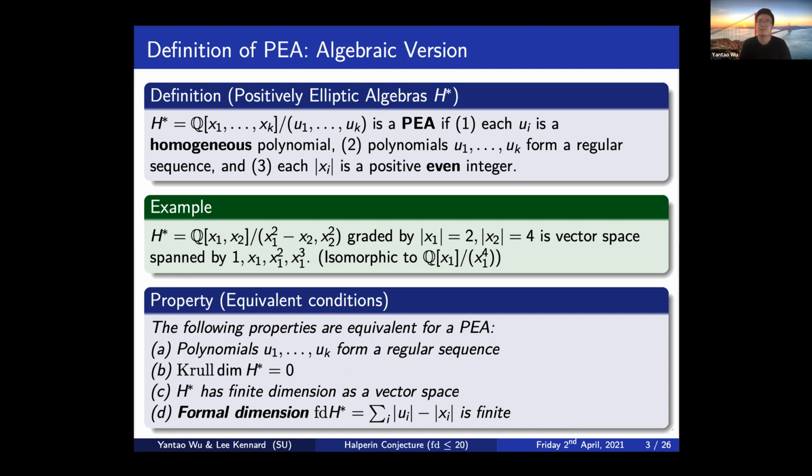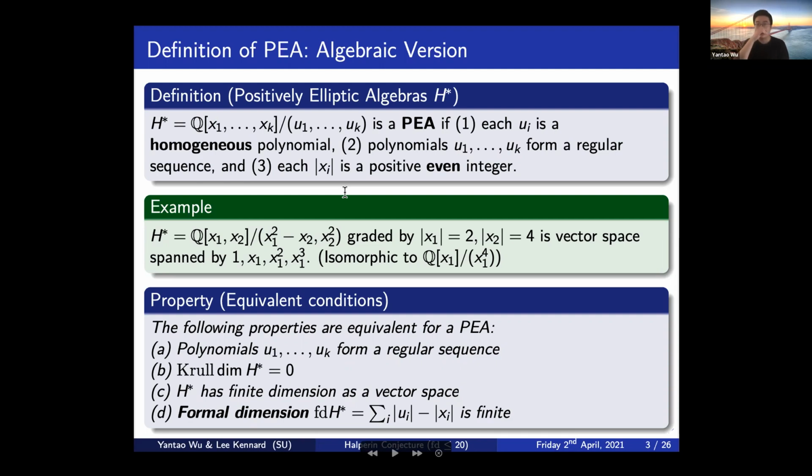I need to expand on the homogeneity and evenness here. The homogeneity is different from what we say homogeneity in terms of word length. The homogeneity here means that in a polynomial, each monomial has the same degree. Usually when we say homogeneity in terms of word length, it means that each monomial has the same word length. A different meaning here. And as you can see in the example, x1 squared minus x2 squared is a homogeneous polynomial because each monomial has the same degree 4.